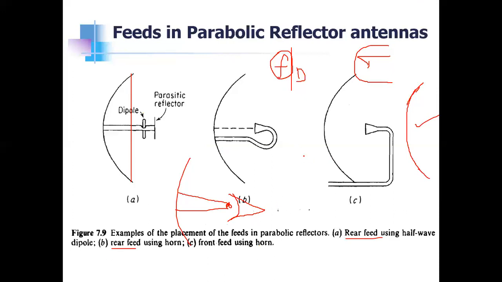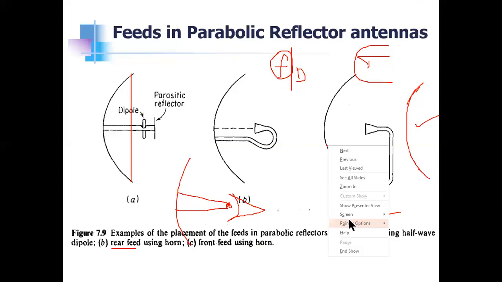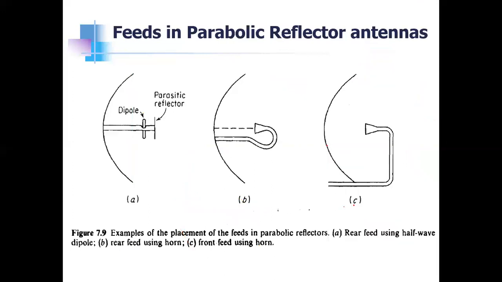There are other types of feed systems which can be used, like you can see in C. This is what is called a front feed, and here we use a horn radiator. That is also placed at the focus itself. But then you can see all the support for this horn antenna which is used here, and this contributes to very high aperture blockage, right? This support obstructs the entire aperture, the radiation which is coming at this. So this radiation is not going to reach it. So this is going to block the radiation.